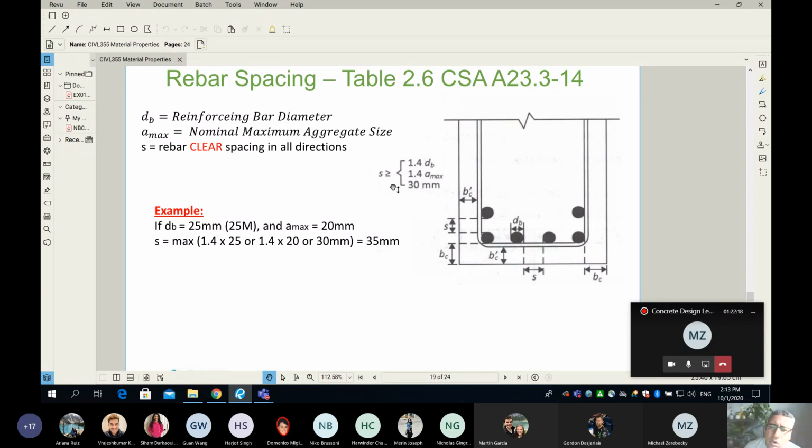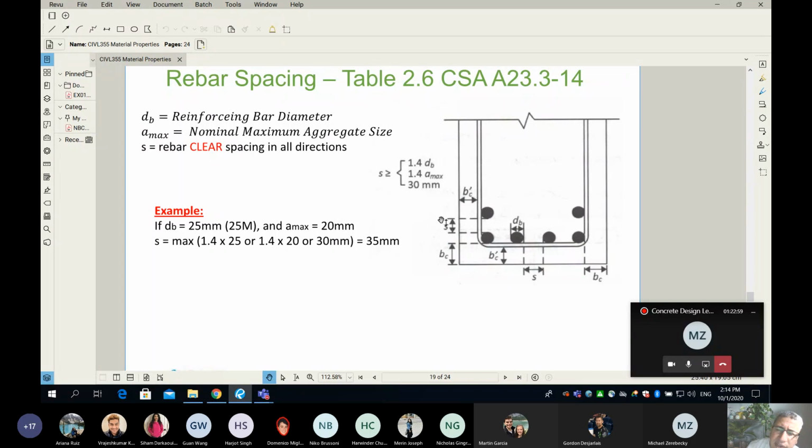How do we do that? The code says it has to be larger than or equal to 3 numbers. The first number you want to estimate is 1.4 multiplied by the size of your bar. The next number is 1.4 multiplied by A maximum, which is the aggregate size. And then 30 millimeters. So you simply estimate the 3 numbers and pick the maximum among them, and this will be your minimum clear spacing between your rebar.